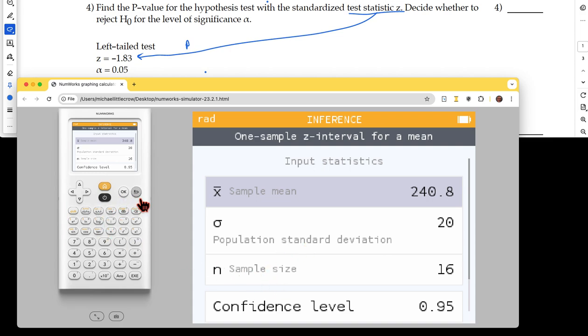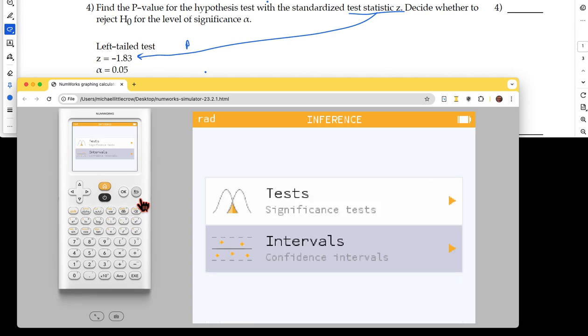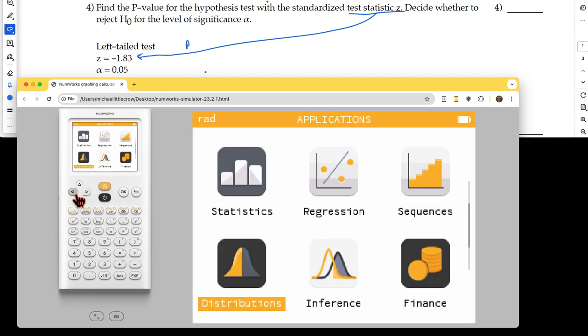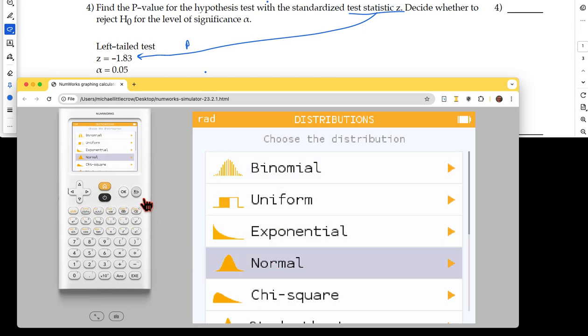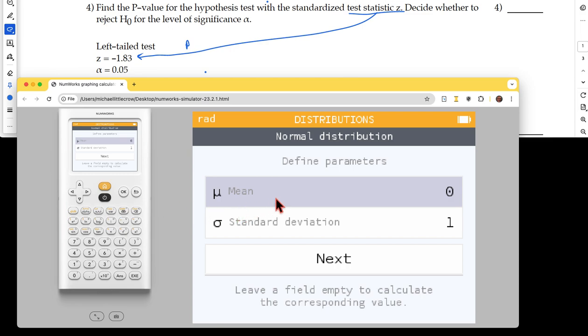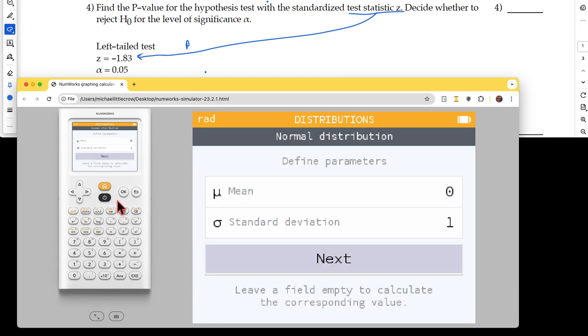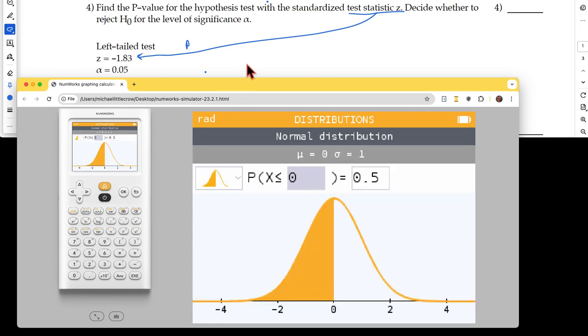So the way we're going to approach this one is we are going to go to our distributions. In the old days, you could also look up the z value on a table and then find the probability. But we're going to do this with our distribution function. We're going to go down to normal, because that will give us a z distribution. We'll use the standard normal, a mean of 0, standard deviation of 1. That's why we don't need those from the sample here.